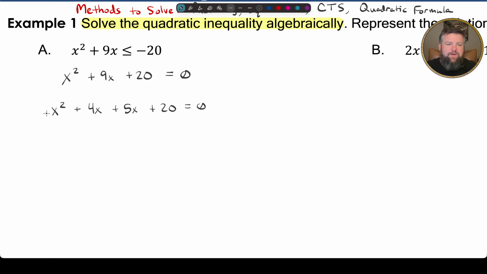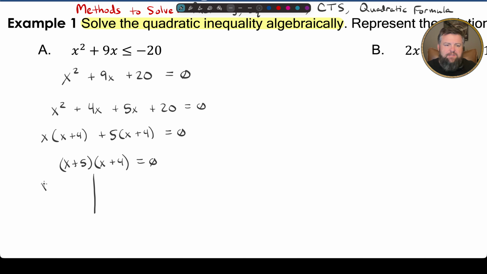Next, I go factoring by grouping. I'm going to get x times x plus 4, plus, and then the second group, we have 5 times x plus 4. Next, I'm going to see that I have a common binomial, so I'm going to factor that out. We have x plus 5 times x plus 4 equals 0.